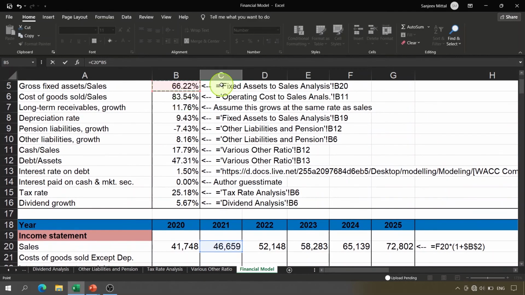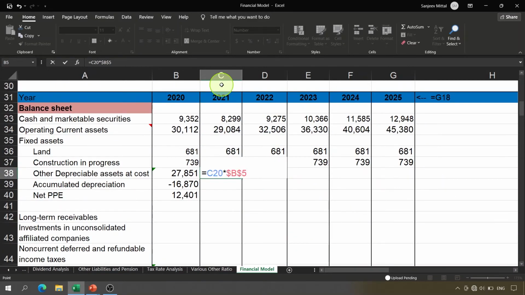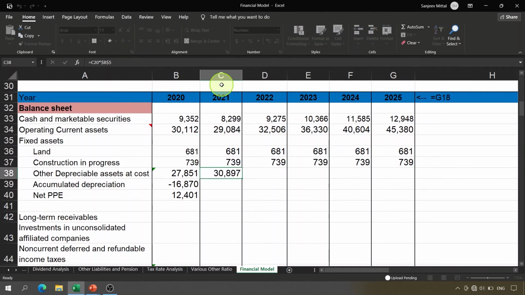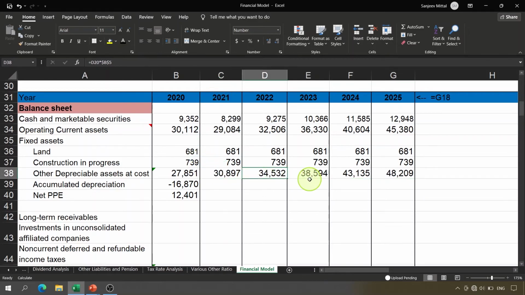This number, 66.22%, and I am just freezing this number because this is our gross assets. Now this is our gross assets at their cost except land and construction in progress, as we know, and the same pattern shall continue for all the 5 years. So I am just writing these numbers, and once you do that, we will get our other depreciable assets at cost for all the 5 years which we have projected.